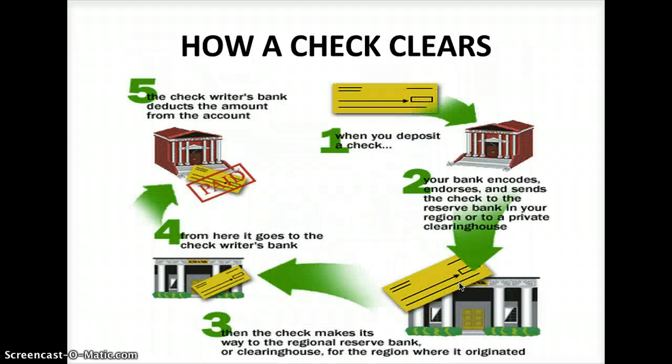So actually what happens when you write a check, you can read the steps, but you're going to go to a regional bank. The Federal Reserve has 12 regional banks in the country, and then the money is going to go to the check writer's bank, and then it's deducted from your account. This is done in fractions of seconds, very quickly.